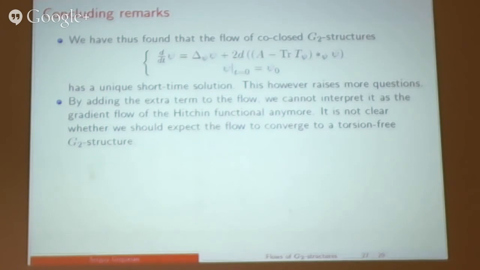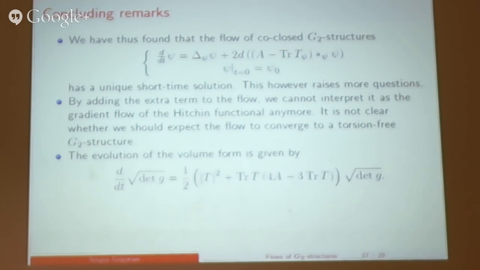In particular, if we look at the evolution of the volume again, we see that the volume will keep increasing if the trace of T is small enough compared to a. So maybe in some situations we can control this trace of T, and in that case we would have increasing volume, which generally reduces torsion.